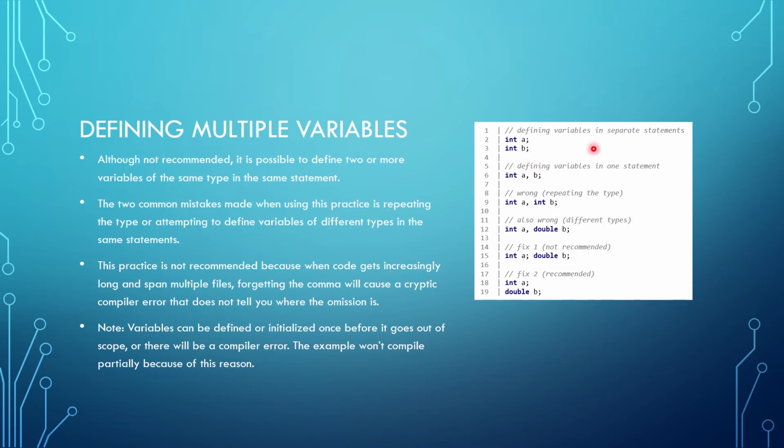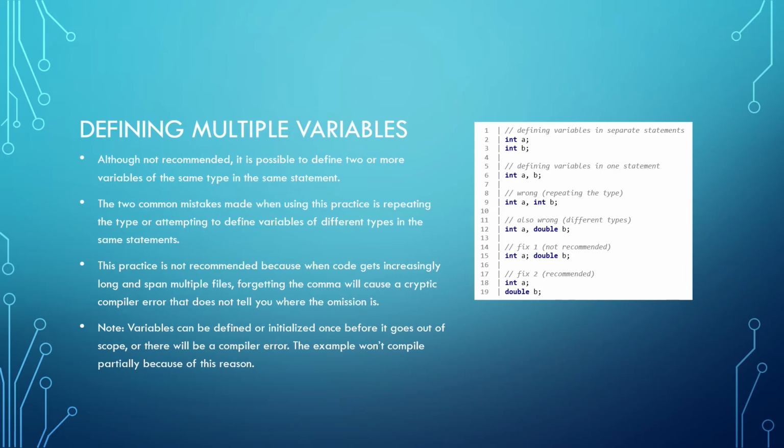In our example, these 2 variables are defined in separate statements, but we can put them into the same statement by doing int a, b instead of int a and int b. And then the common mistake over here, we put int twice. This practice is not recommended because when the code gets increasingly long and spans multiple files, forgetting the comma will cause a cryptic compiler error that does not tell you where the omission is.